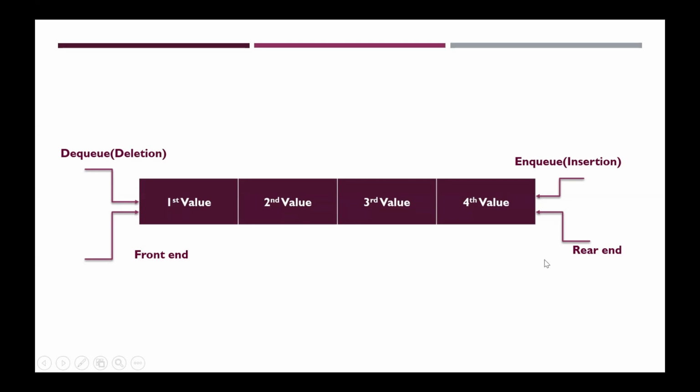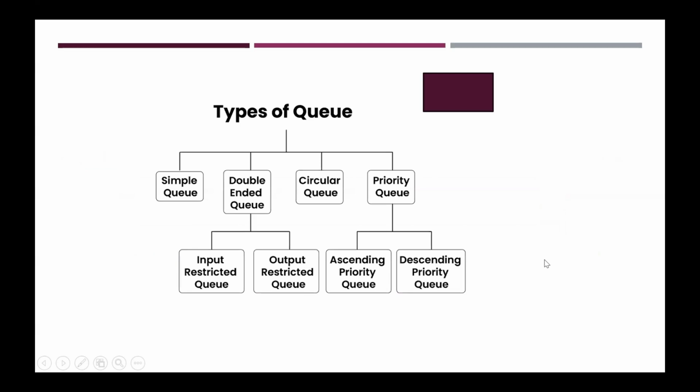This is the queue. There are various types of queue possible. The first one is the simple queue, where insertion and deletion happen from different ends. Then the double-ended queue. By the name, in a double-ended queue both ends can be used for input as well as output operations. But in a simple queue, one end is used for insertion and another end for deletion. Here, in a double-ended queue, both ends can be used for insertion as well as deletion.